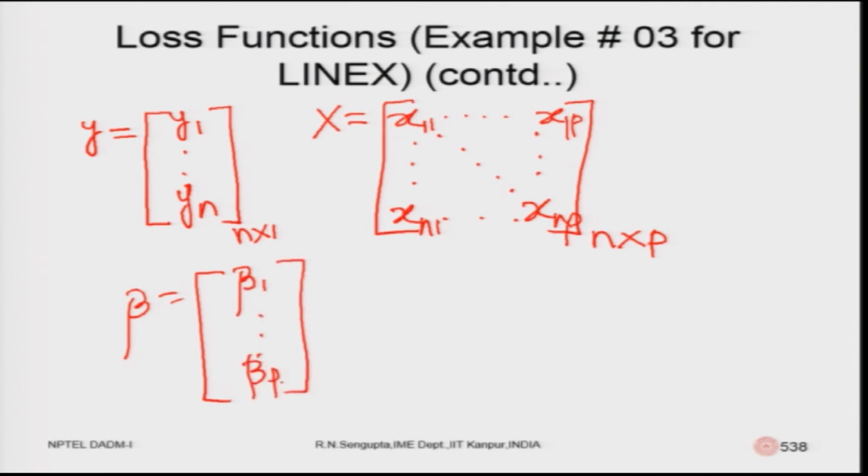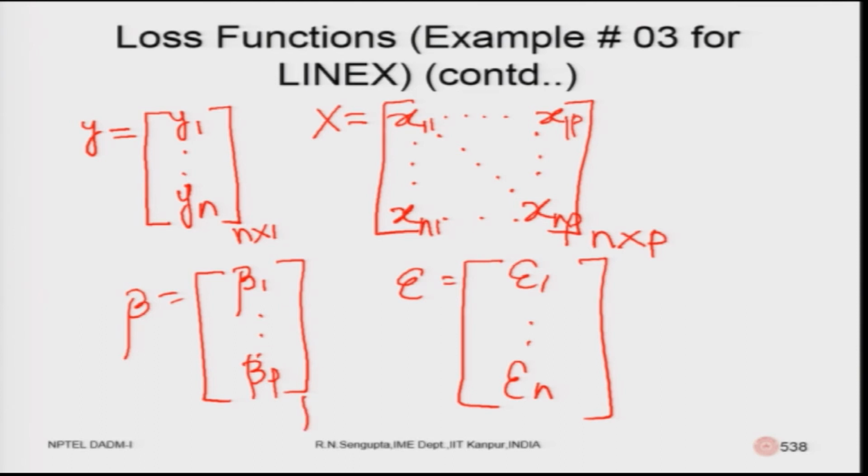These are the betas, beta 1 to beta p, and the errors are epsilon 1 to epsilon n. Now, based on that, we will try to find out the values of beta hats, which will also be of size p cross 1.